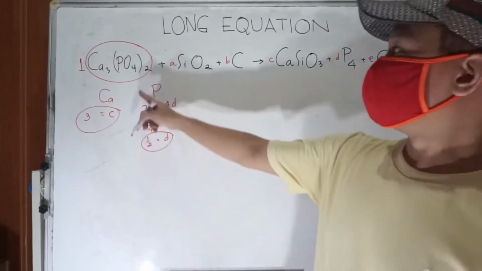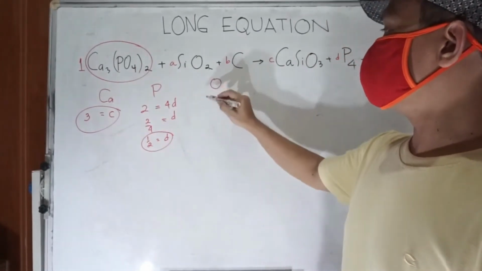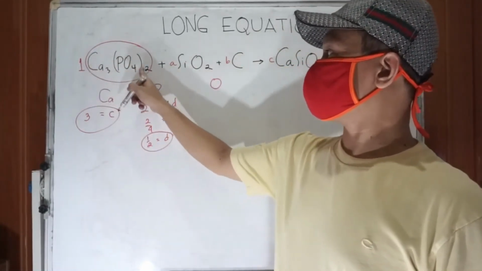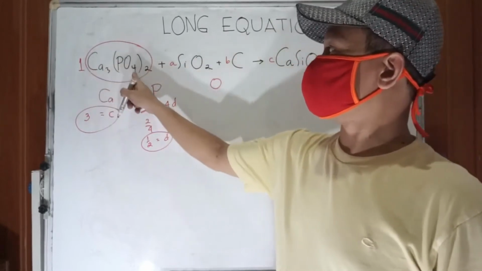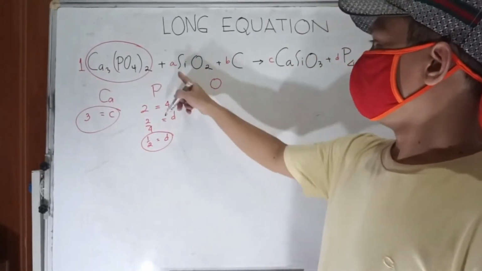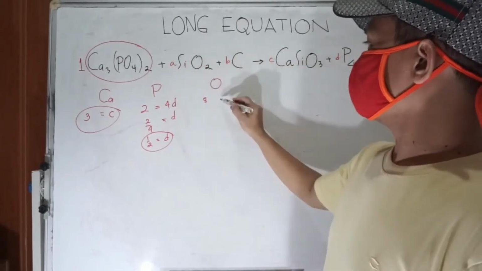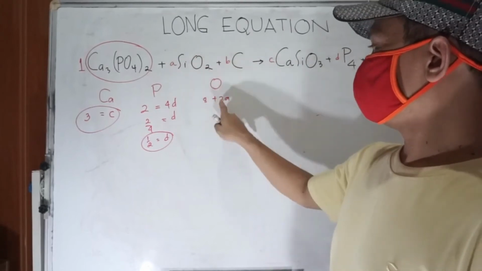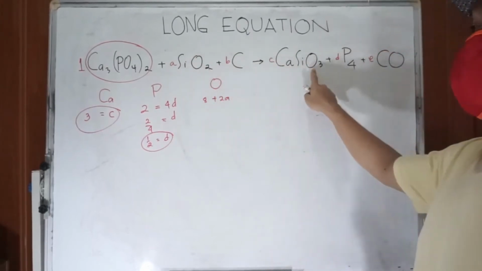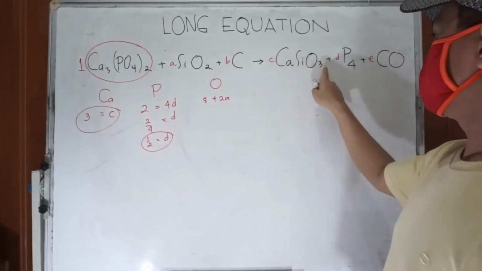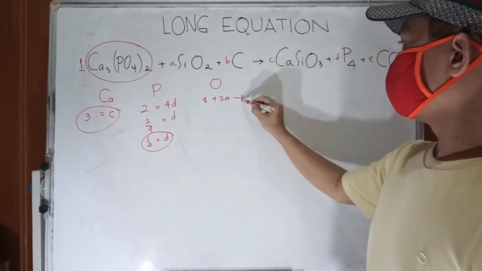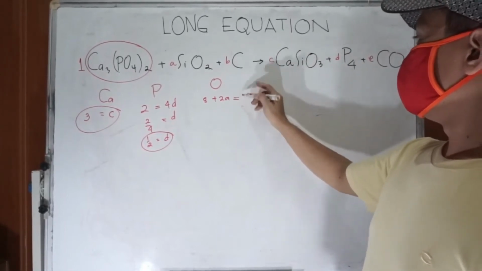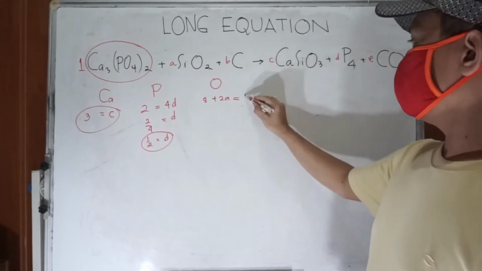Right. Go to oxygen. On the left side, 1 times 4 times 2, which is 8. And here, A times 2, plus 2A. Here, no. Here, we got it, C times 3, which is 3C.